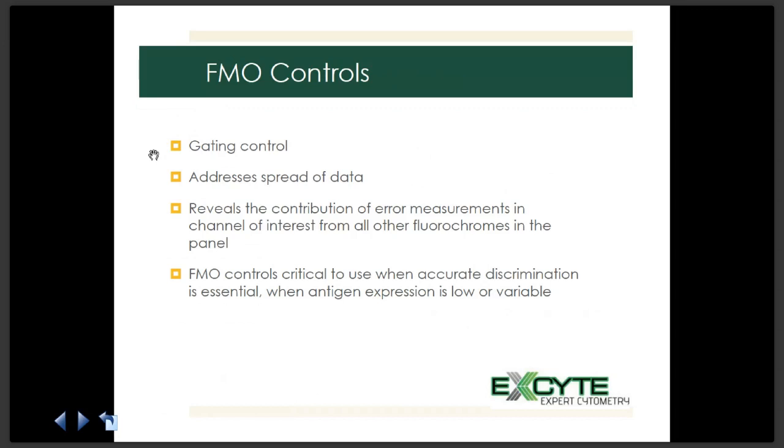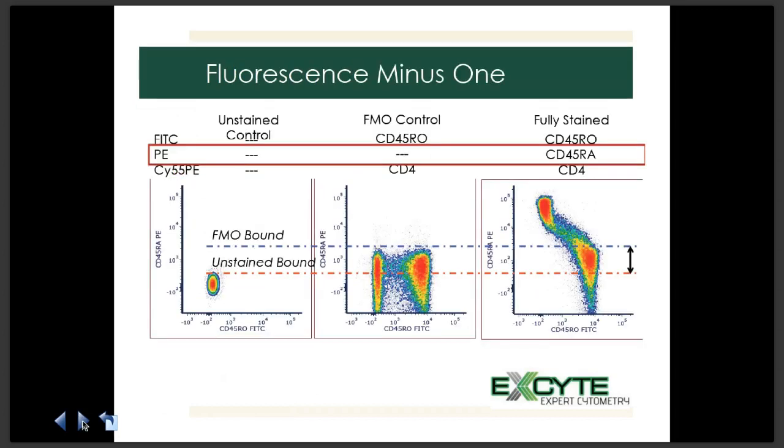Likewise, I probably wouldn't use a CD3 or CD4. But if I'm looking at a rare population, like activation marker CD86 or the expression of IL-2 on stimulated cells, where this can be relatively low frequency, I am definitely going to be using the FMO control. You may have seen this before, but just in case you haven't, here's what the FMO control is and how we use this.